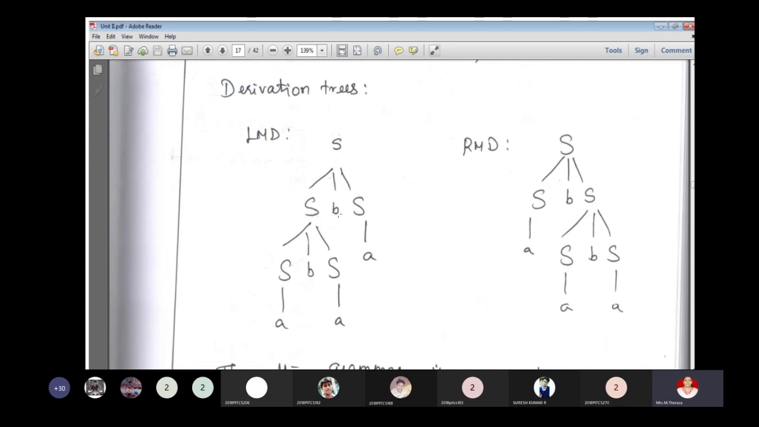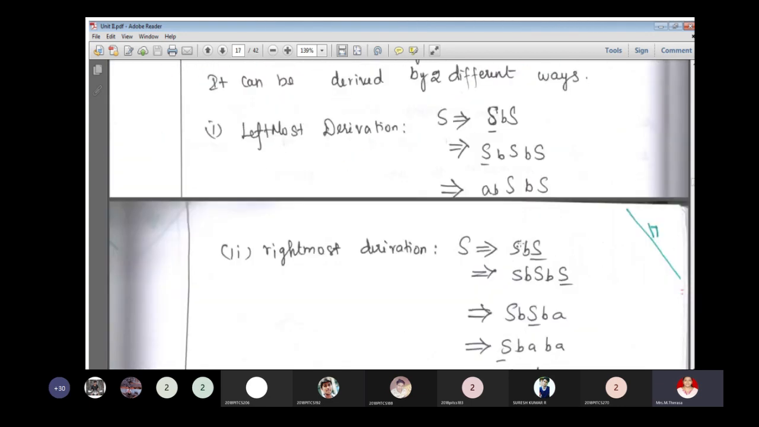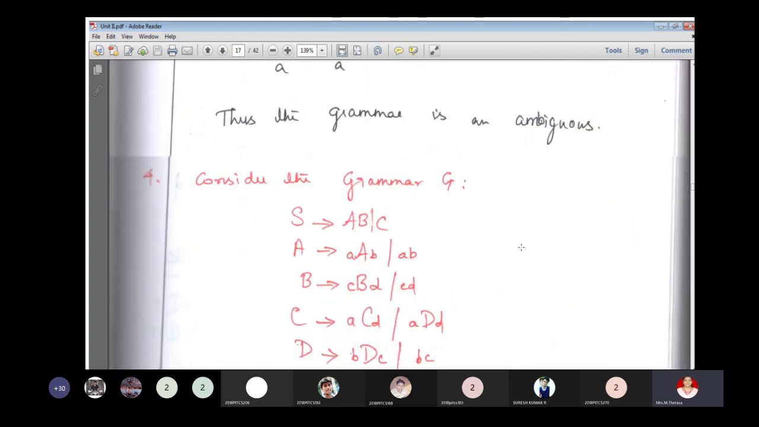So first S goes to SBS and then this S can be replaced with SBS, but here it is replaced with A. So you can see that this tree is a mirror image of this tree, isn't it? So both are looking different. It's a mirror image. Since we have drawn two different parse trees, what can you conclude? That G is ambiguous. Clear?